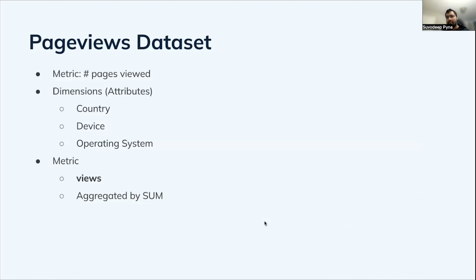So looking at this example data set, think of something like page views. It could have dimensions like country, device, for example whether you're on a mobile phone or laptop, and operating system. And these could be the dimensions. And you're just aggregating on the total number of views.